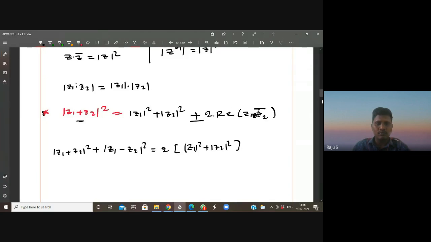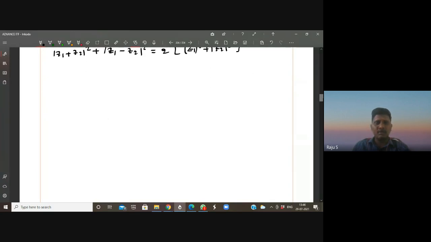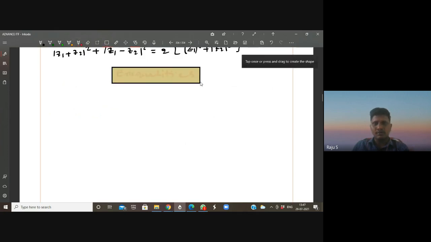So here we can apply some inequalities that we will already see in the inequality chapter. Inequalities. Okay, so coming to the inequalities, what are the inequalities we have?